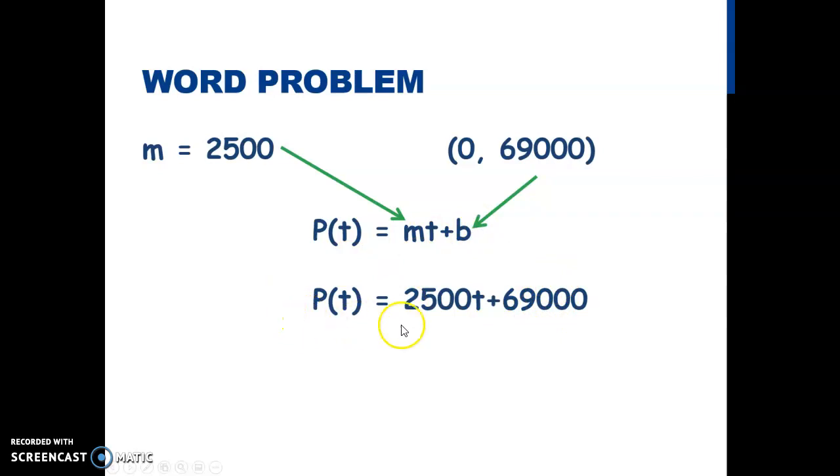Our goal was to make the formula, and it was linear, and using the information, we're able to put it in and get our formula.